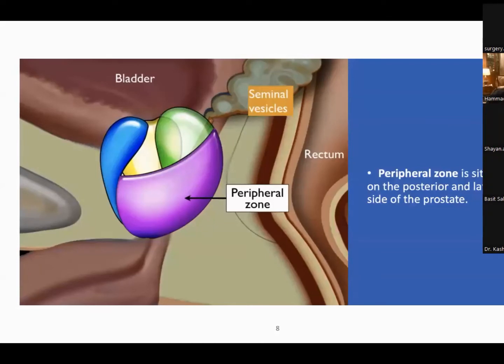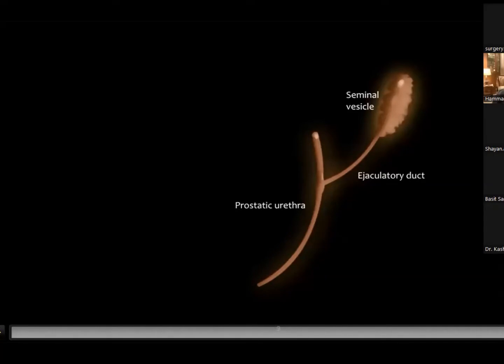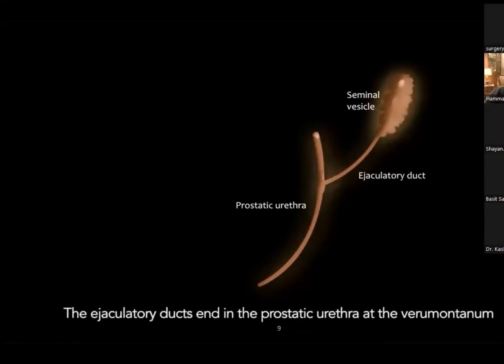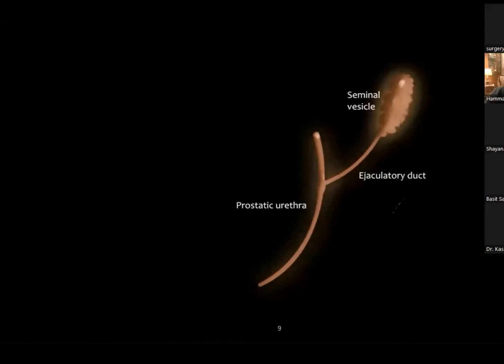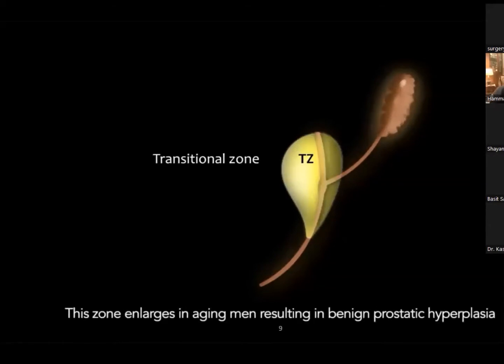So we'll share a little video clip showing the same anatomy. So you have seminal vesicles from which the ejaculatory ducts arise and they open into the urethra at the level of the verumontanum. This is the prostatic urethra, and around the prostatic urethra is the transition zone or transitional zone.